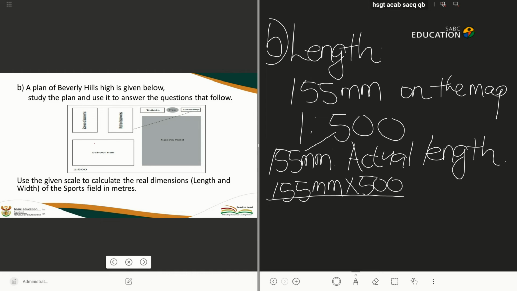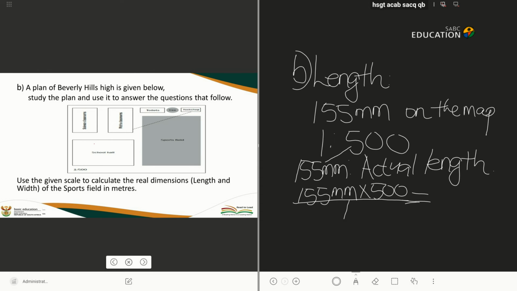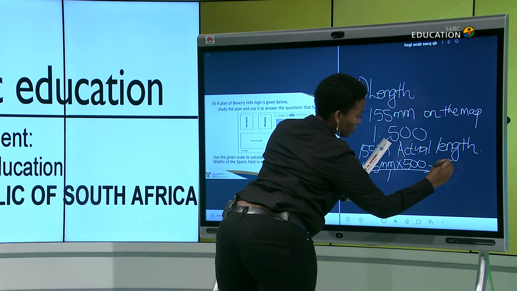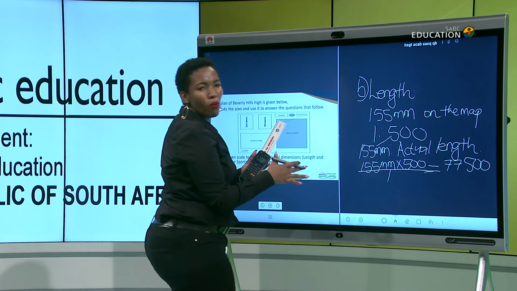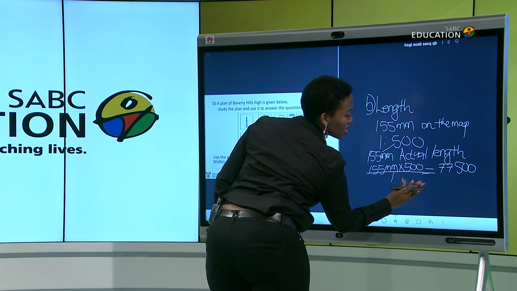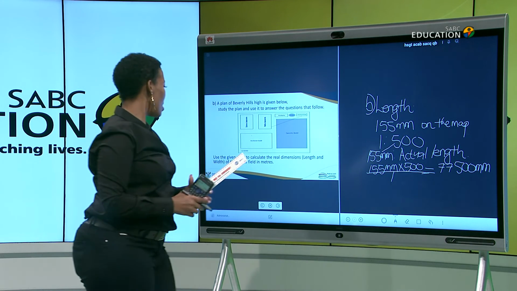And in this case, we have a 1, so we'll divide by 1, which is equal to, I'm sorry, my slides are moving. So you have 155 multiplied by 500. We get 77,500. And then you divide it by 1, the answer would still be 77,500. But this is 77,500 what? Millimeters.